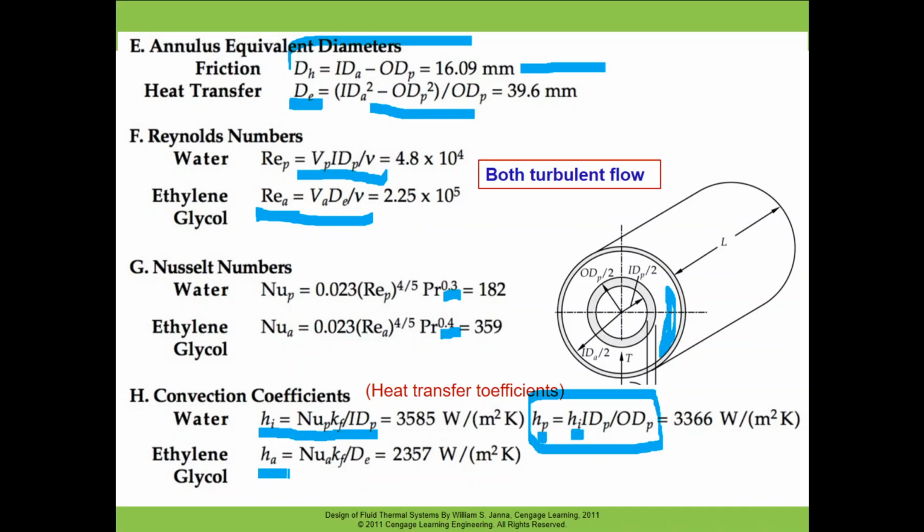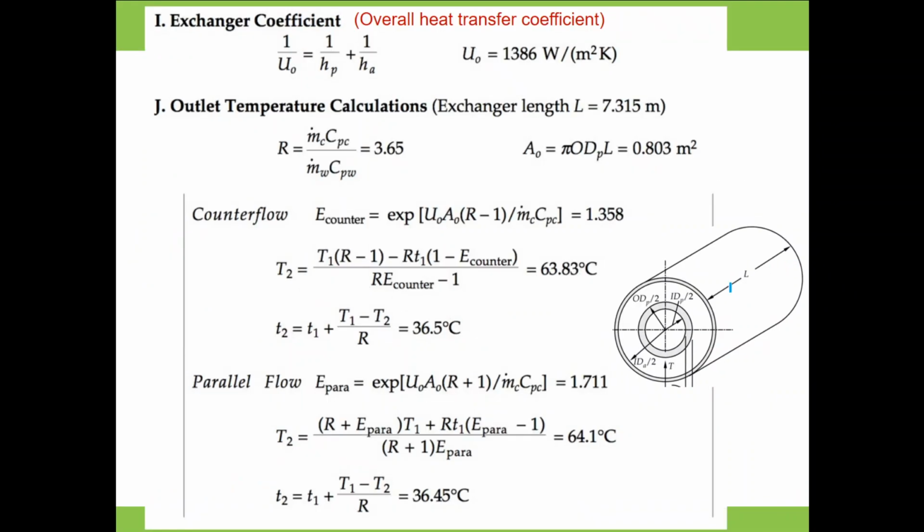And then for the annulus side heat transfer coefficient, using the formula, it comes out to be 2357 watt per meter square Kelvin. Now we need to calculate the overall heat transfer coefficient, which is represented by U naught. So 1 over U naught is equal to 1 over HP plus 1 over HA. When you substitute the values of HP and HA, the overall heat transfer coefficient comes out to be 1386 watt per meter square Kelvin.